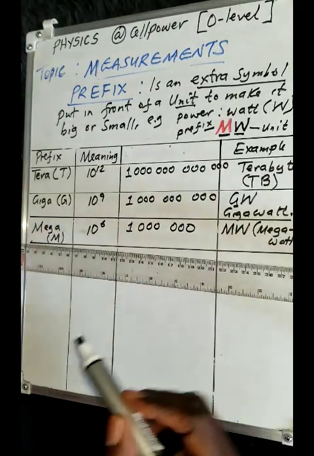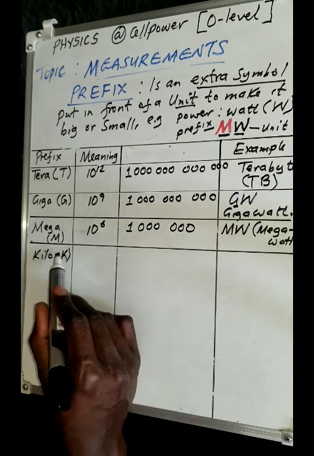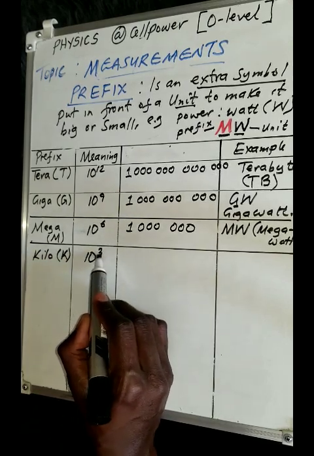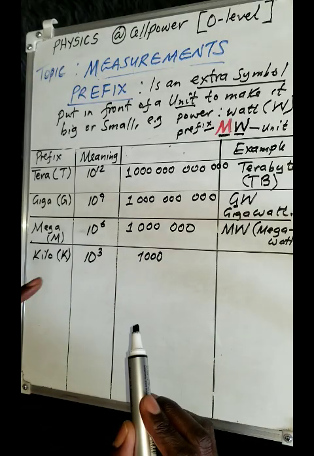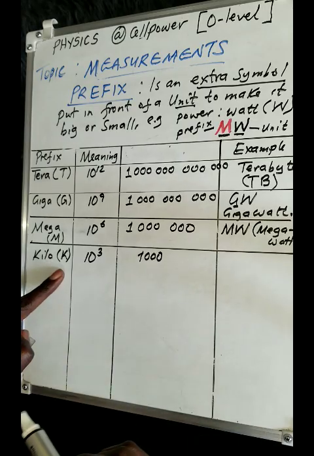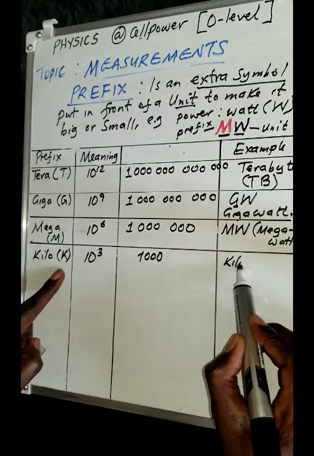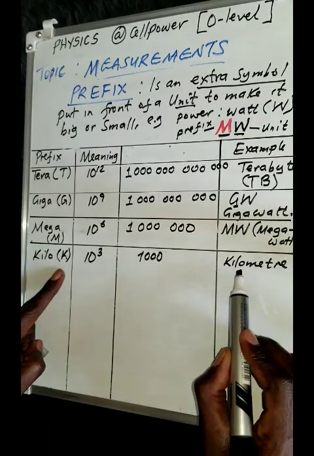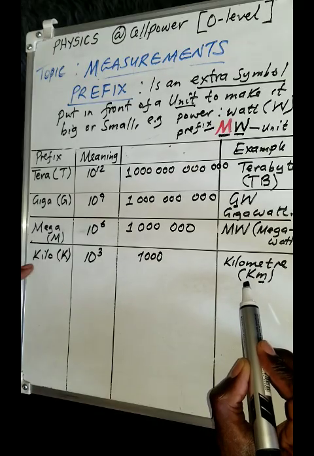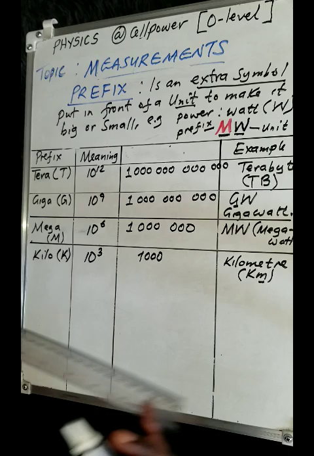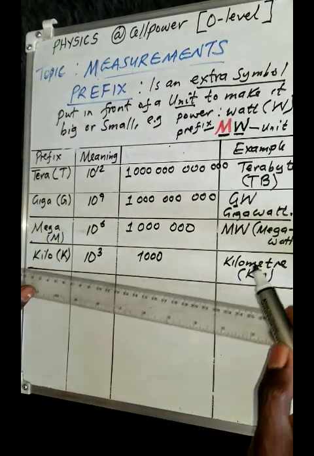All right. Apart from that, we do have what we call kilo, represented by small letter k. That means 10 to the power 3, which is just the same as 1,000. So each time you hear the word kilo, k, it simply means 1,000. You have heard of kilometer. It's a combination of the unit meter, and kilo is actually a prefix. So that is what you need to remember.